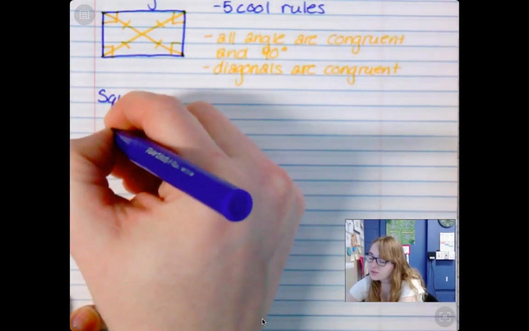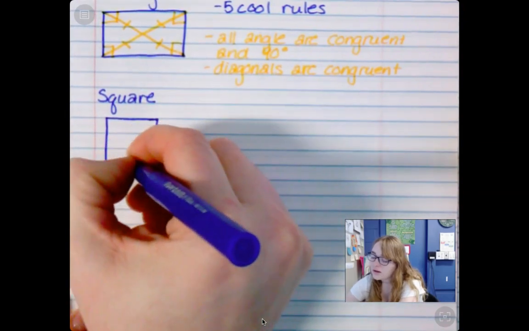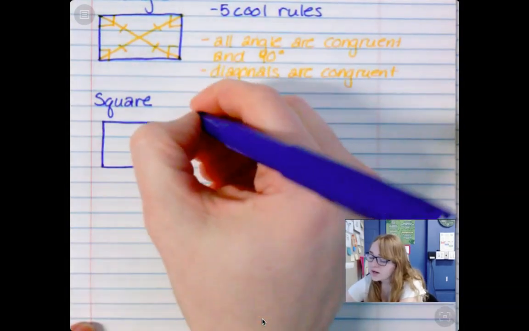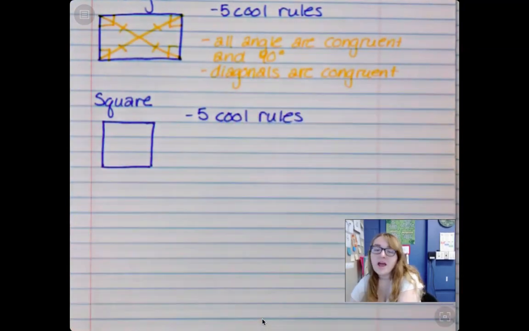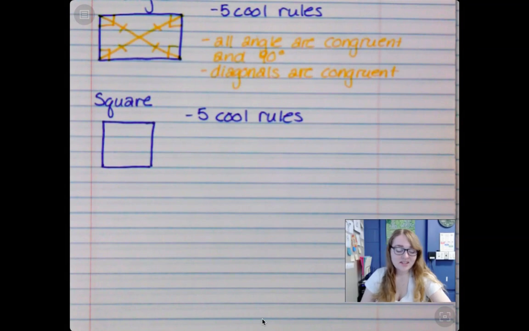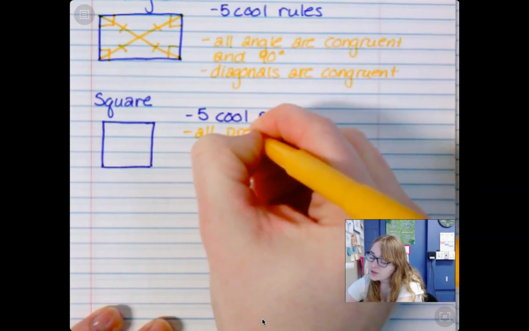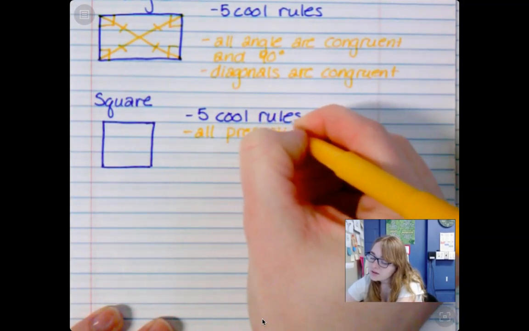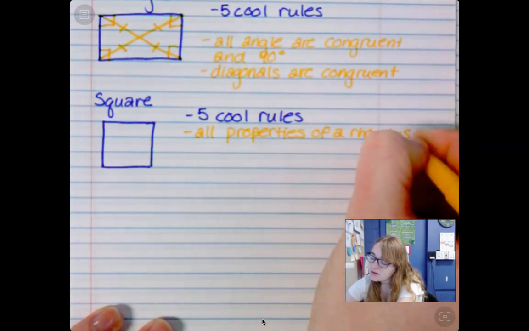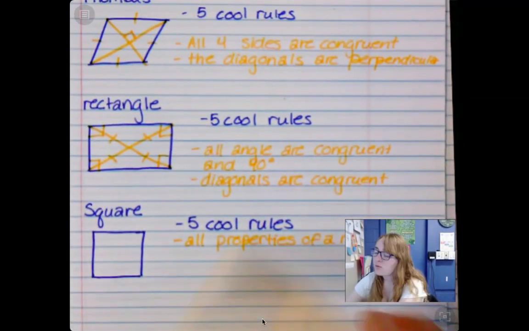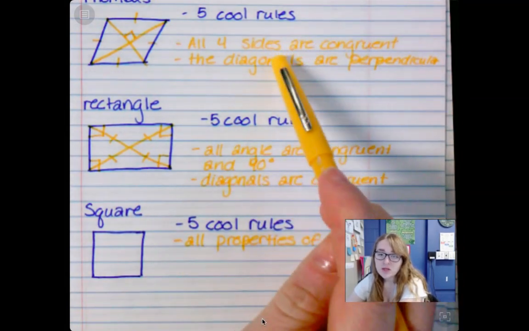Okay, so I'll draw a picture of a square here. Now, because this is a parallelogram, a square is going to have our 5 cool rules. And the square is very special. It is going to have all the properties of a rhombus. Okay, so we said that with our rhombus all 4 sides are congruent and the diagonals are perpendicular. So squares will have those new characteristics.